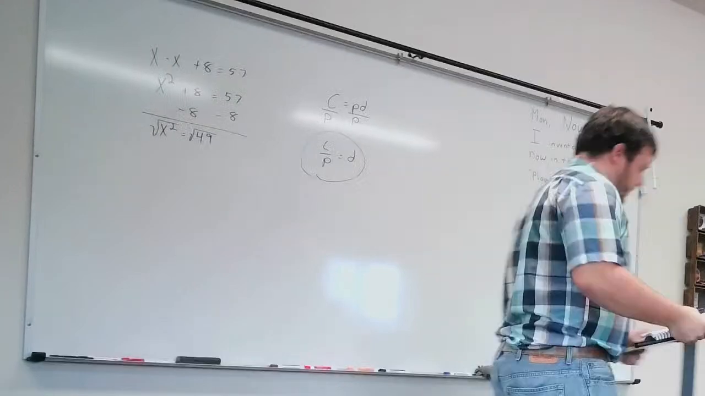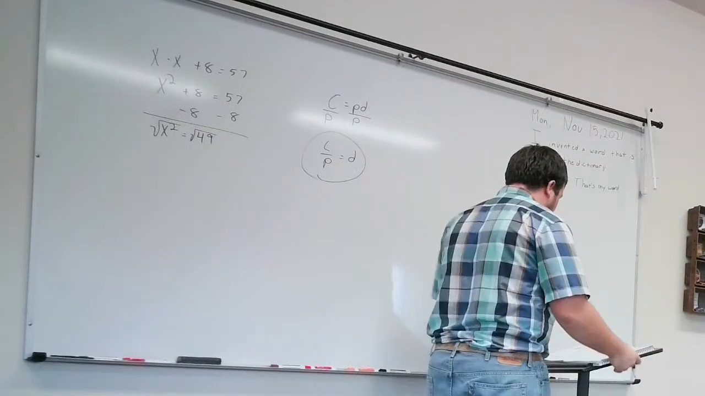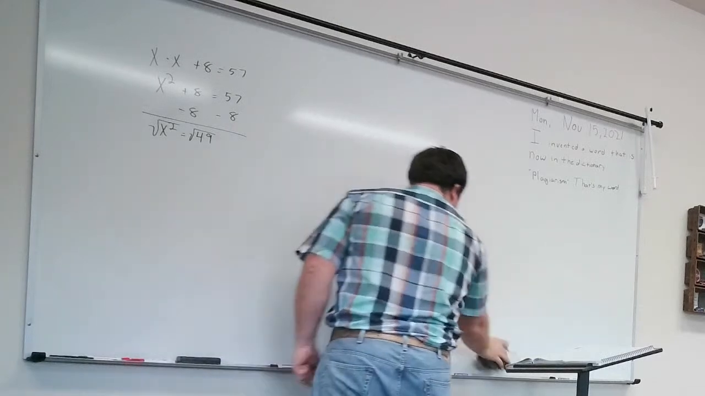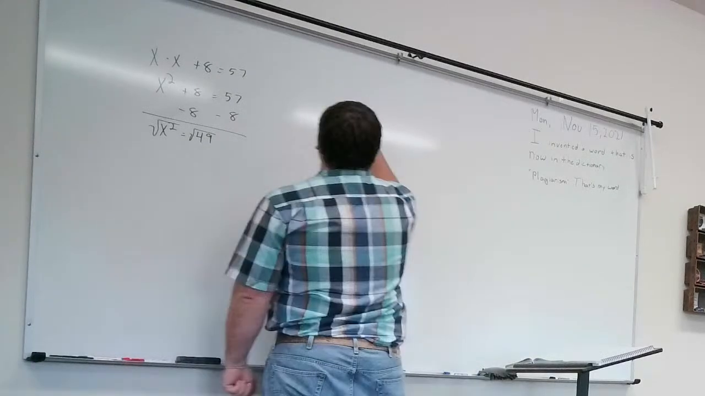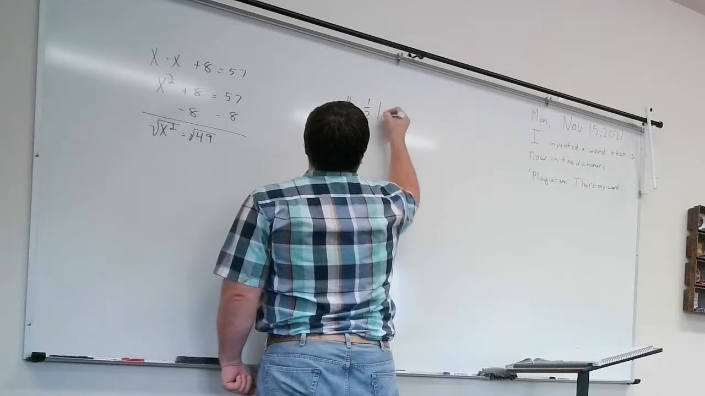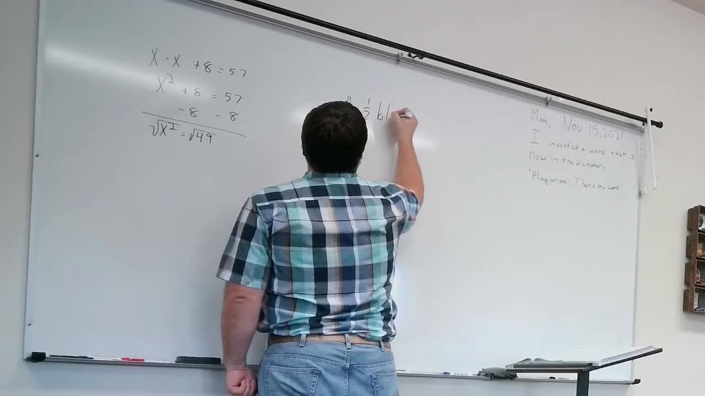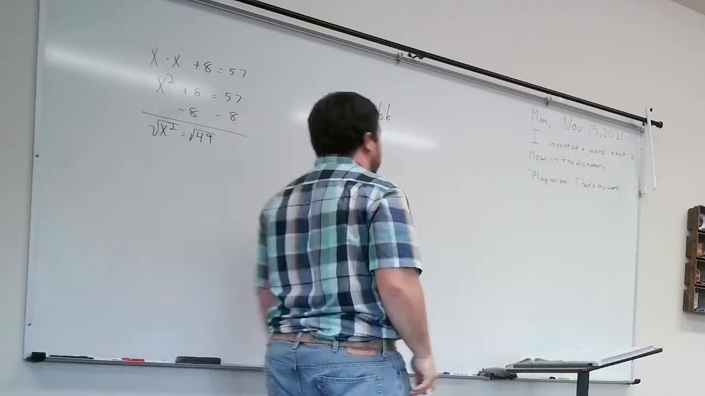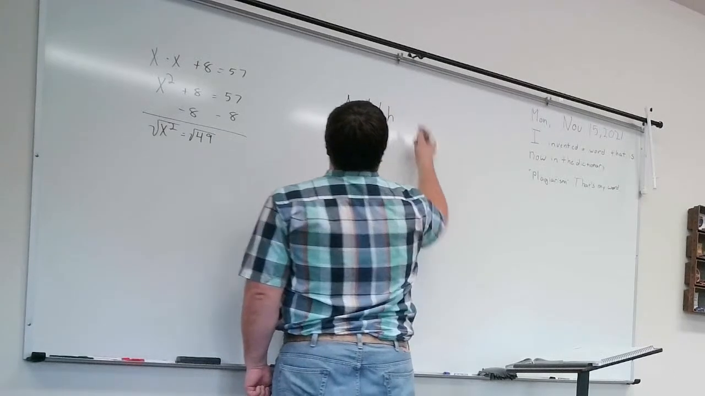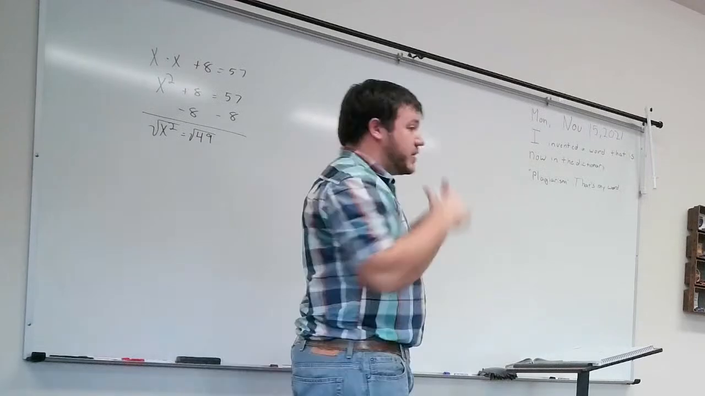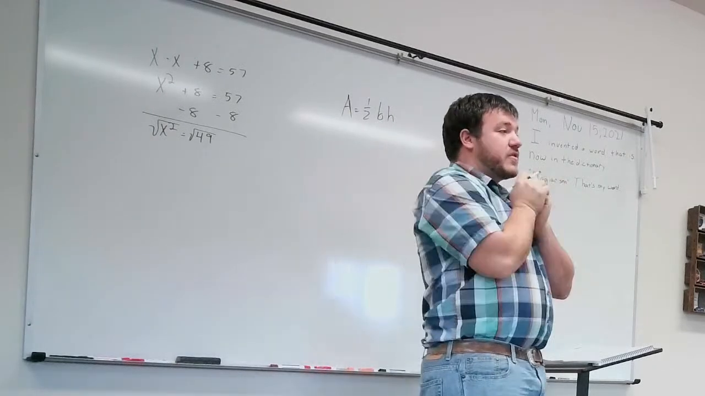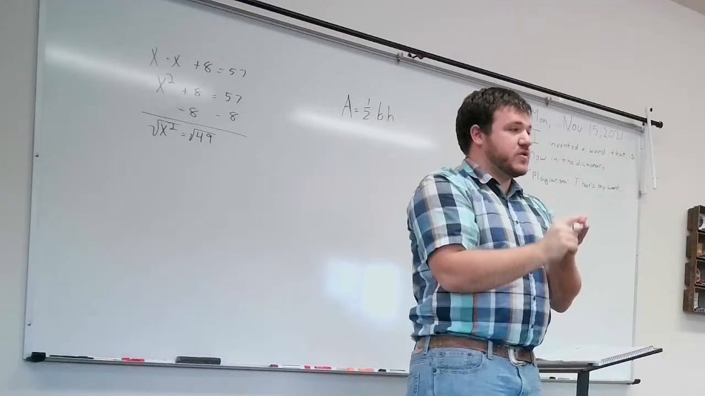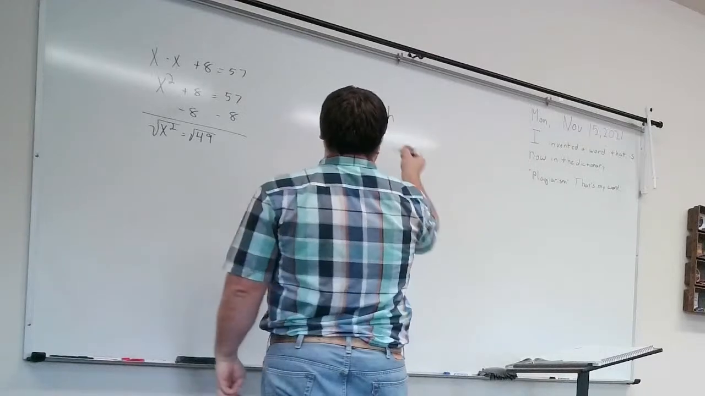So, for example, here's another literal equation I've run into. Area equals 1/2 BH. What's that formula for, by the way? Area of a what? Triangle, precisely. So let's say I have the area and the base, and I want to solve for the height, all right? So the height is what I want to isolate.